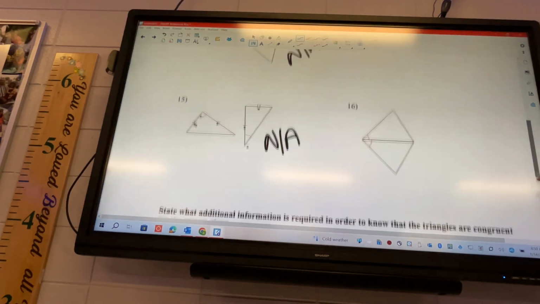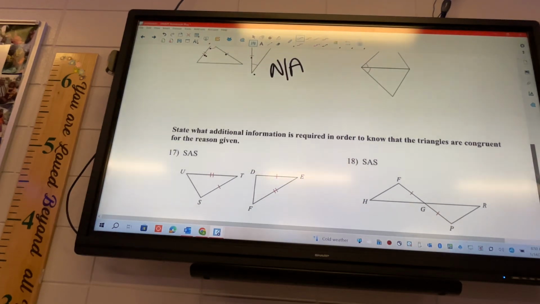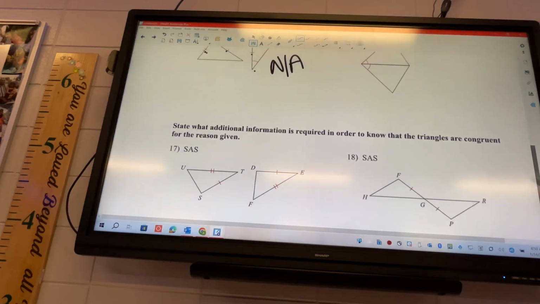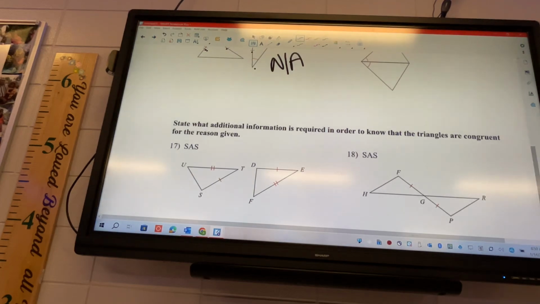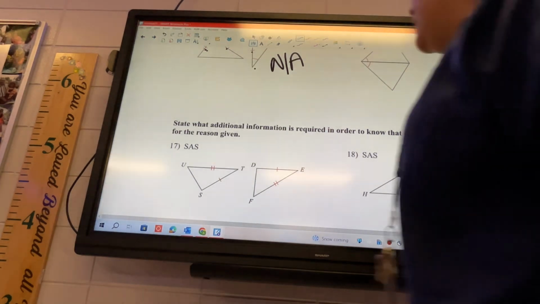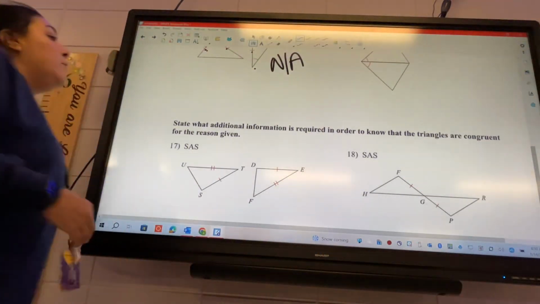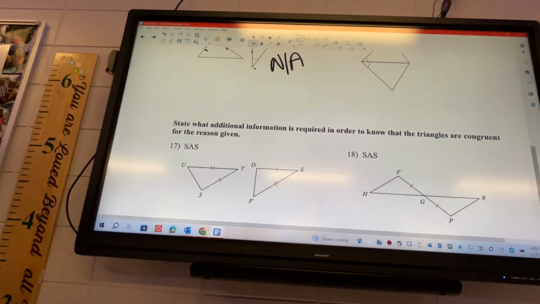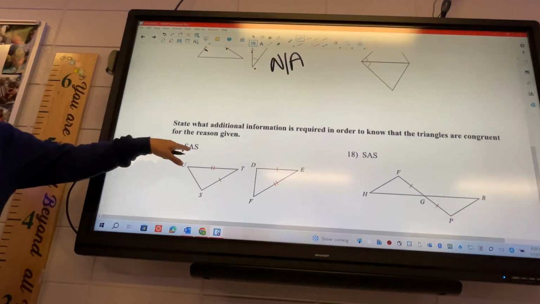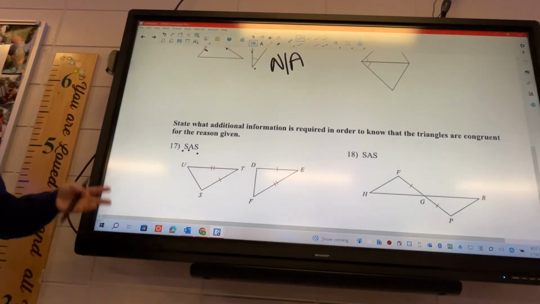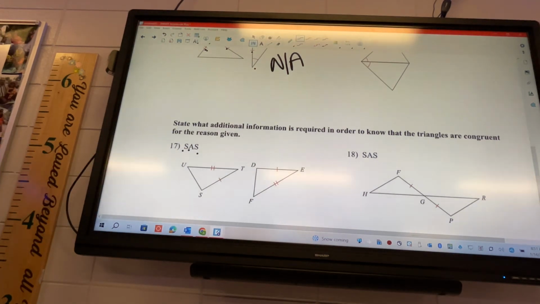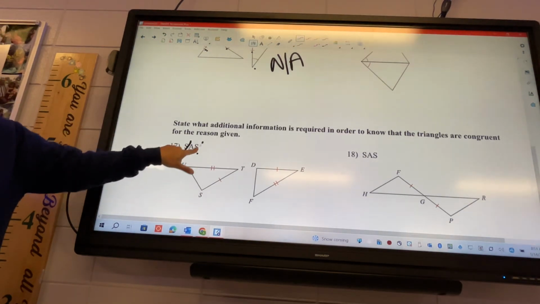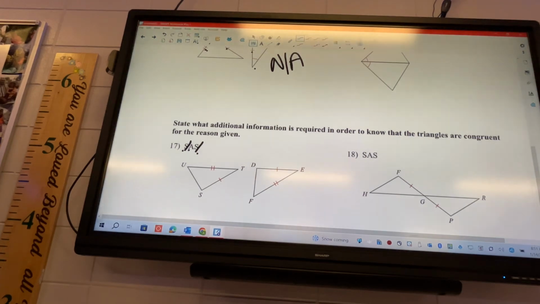Okay, 17 starts to be a little bit different than what we did, okay? So it says, state what additional information is required in order to know that the triangles are congruent for the given reason. Okay, so what it's telling you is it wants you to do a side, angle, side. Okay, so look at it, what do we have already? We have two sides. So we have a side and we have another side. So what do we need to mark? Angle. An angle. Okay, and so that's all we gotta do is just mark it.